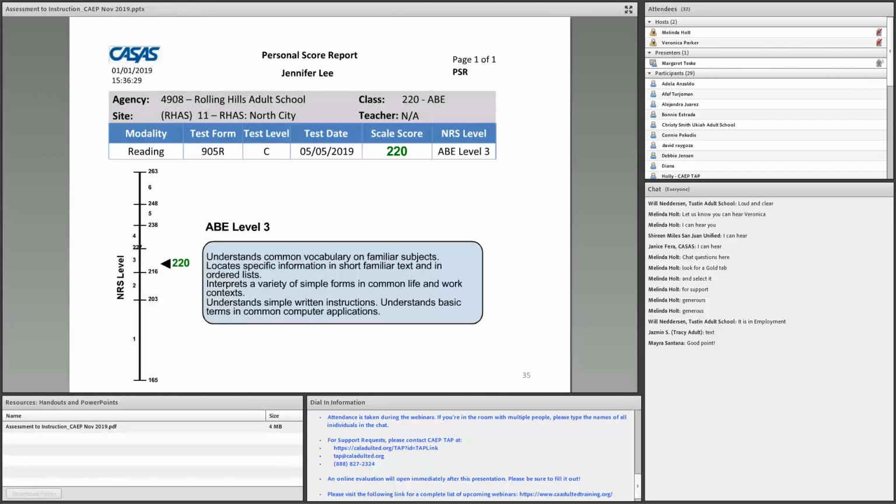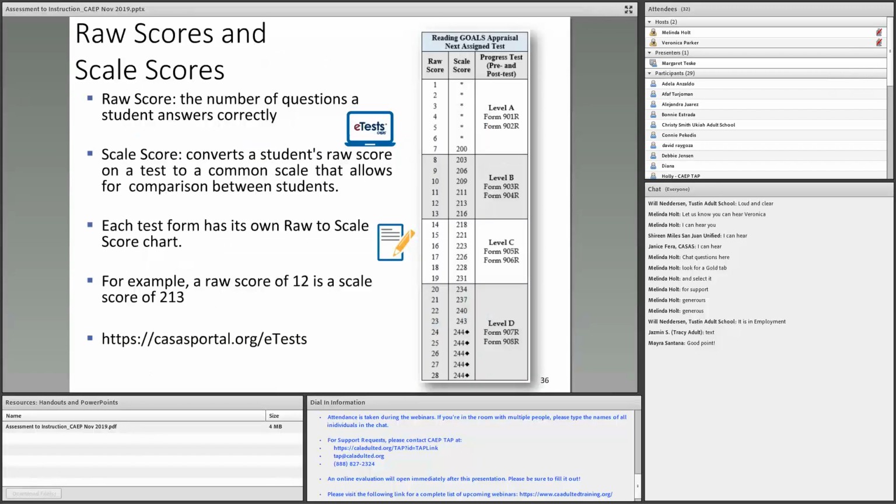What does that mean? This helps the student understand where they are on the full scale, and it helps the teacher to see, if they bring it to their teacher, where they are in terms of their scale score and their NRS level.